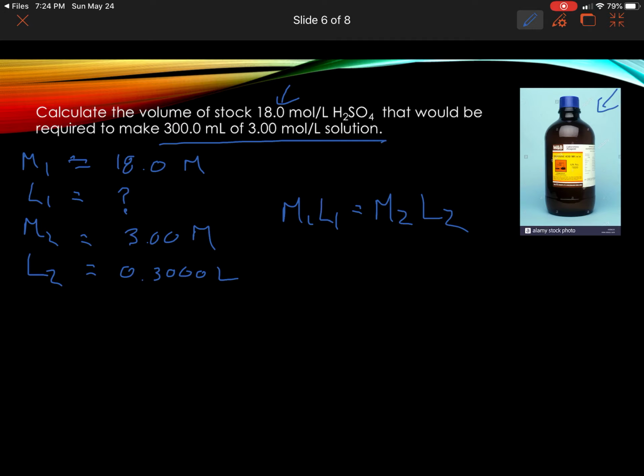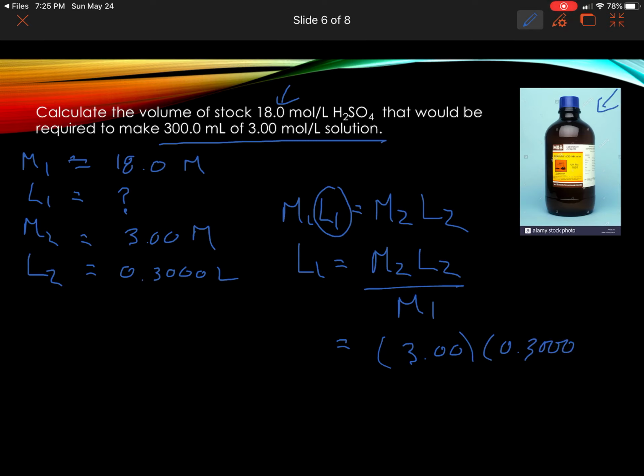So M1, L1 equals M2, L2. I'm looking for L1, so L1 is going to be equal to M2, L2 divided by M1. Sub in my values, and so I've got 3 times 0.3 all divided by 18.